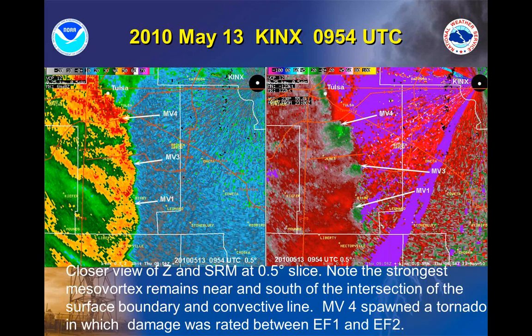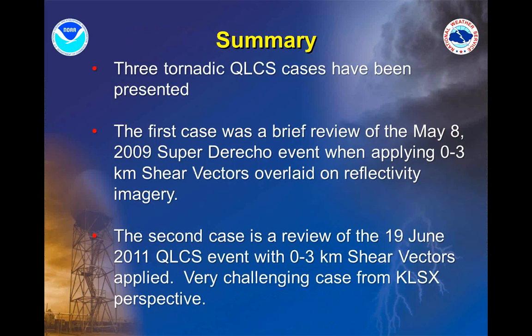MV4 was the one that caused EF2 damage and moved along and south of I-44. It caused damage to several homes in some residential regions along and south of I-44. So this is a working study on this case, and we're probably going to present a paper at the upcoming SOS conference on this particular event.